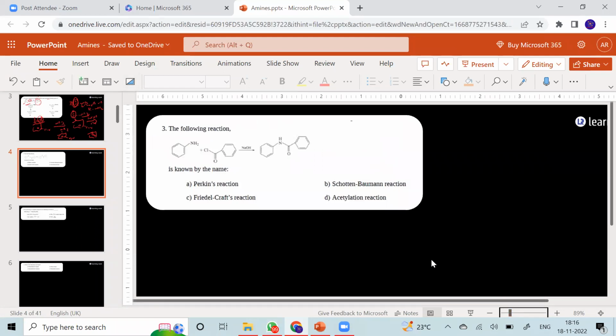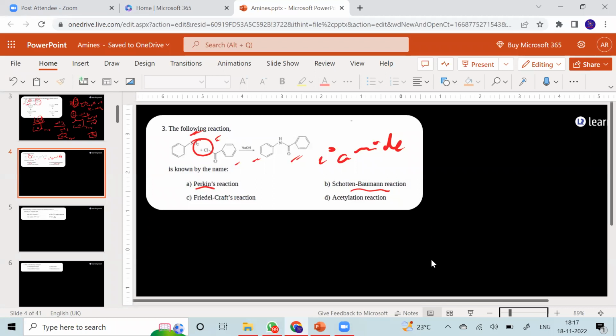Yes, sir. Okay. Right. In the following reaction, this and this are reacting with NaOH, right? Now what is going to happen? You see that basically HCl is getting removed. An aniline reacts with your acid chloride to form a secondary amide. This is an example of a secondary amide. What reaction is this? Now you understand it's Perkin reaction. Scott-Bowman reaction.